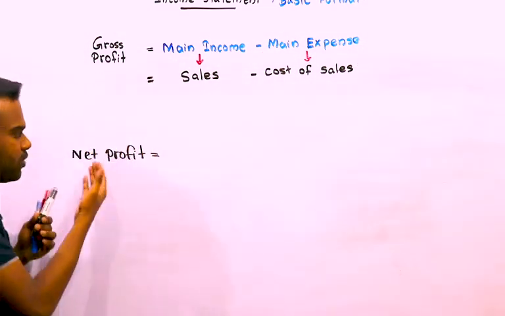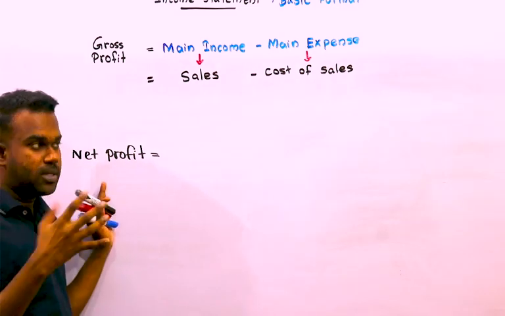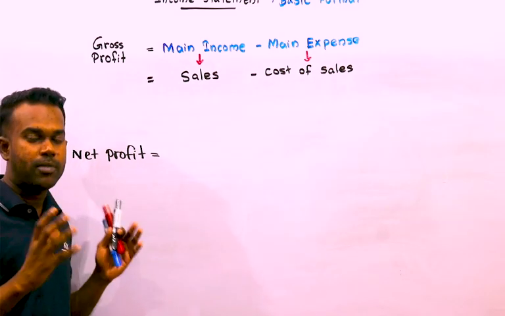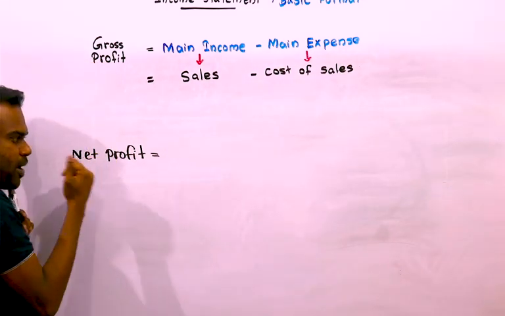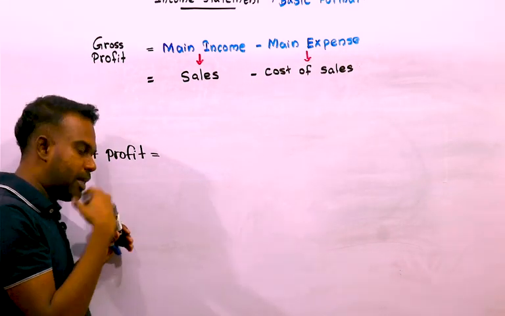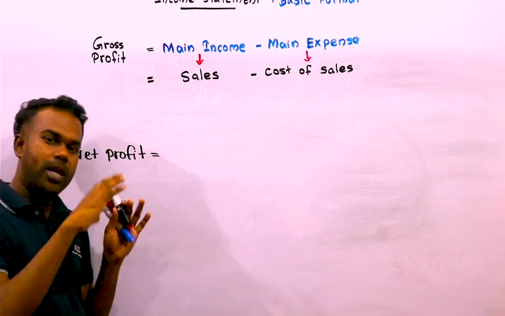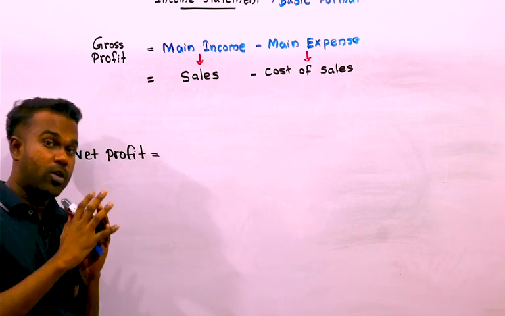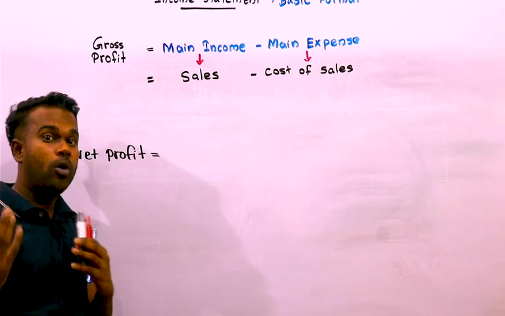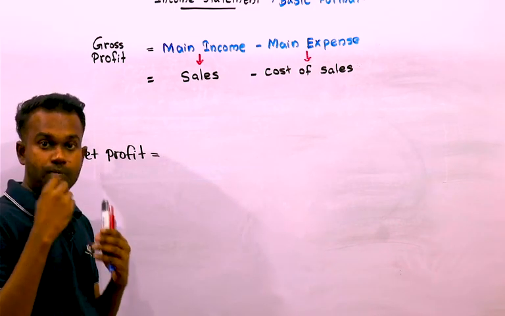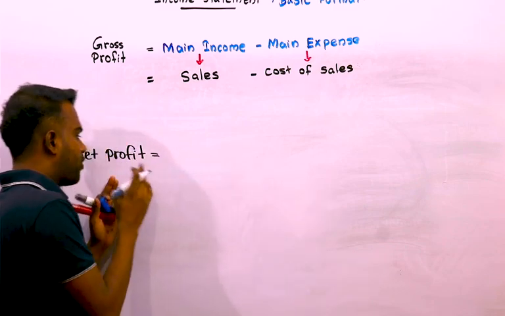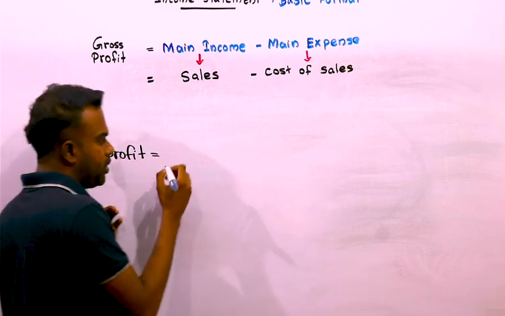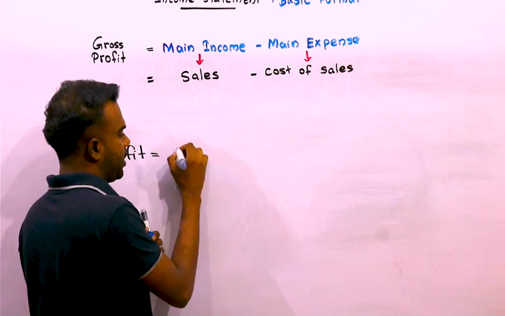What is the meaning of net profit? Net profit is actually the expanded concept. The basic concept is the basic profit, actually gross profit. This is the expanded concept of profit. Therefore, don't think only about main incomes and main expenses. We have to consider all the incomes and all the expenses. Understood? Therefore, if you want to calculate net profit, net means all the expenses, right?